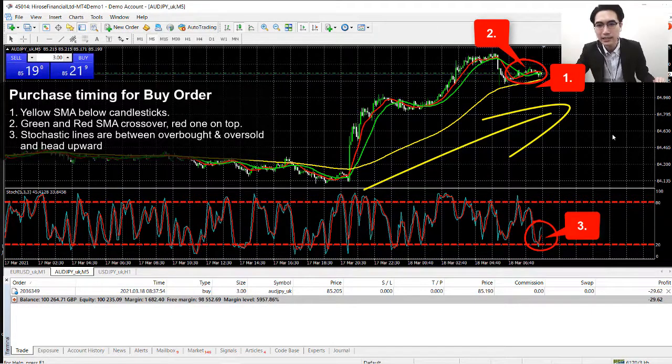Now I see the stochastic here is between the overbought and oversold levels. So it's a safe area for me to place the trade. In order to enhance and improve the winning percentage, I need these two stochastic lines to head upwards. Now these two lines are between overbought and oversold, and they're heading upward. So that's why I placed a buy order here.